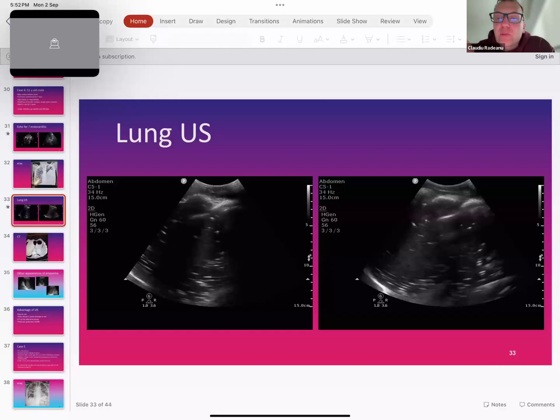And that disappears when you have pleural effusion, disappears when you have consolidation, disappears when you have pneumothorax. So if you don't see the A-lines, start to be suspicious. The normal one was also, we talked about comet tail, and also we talked about the lung sliding.